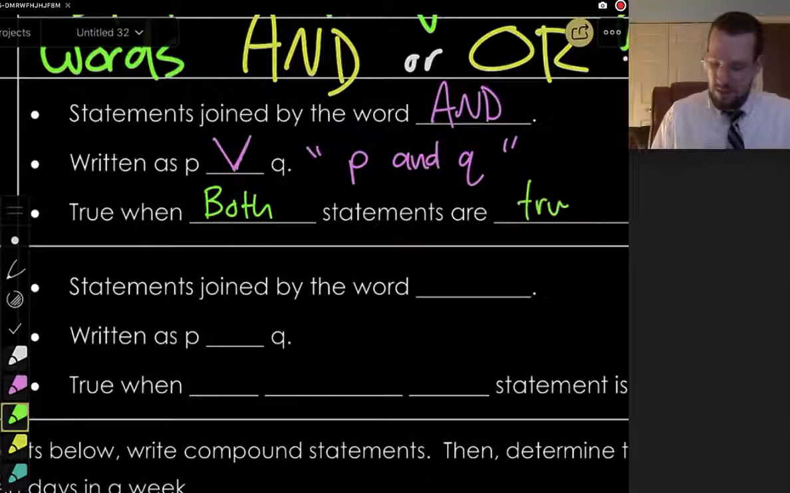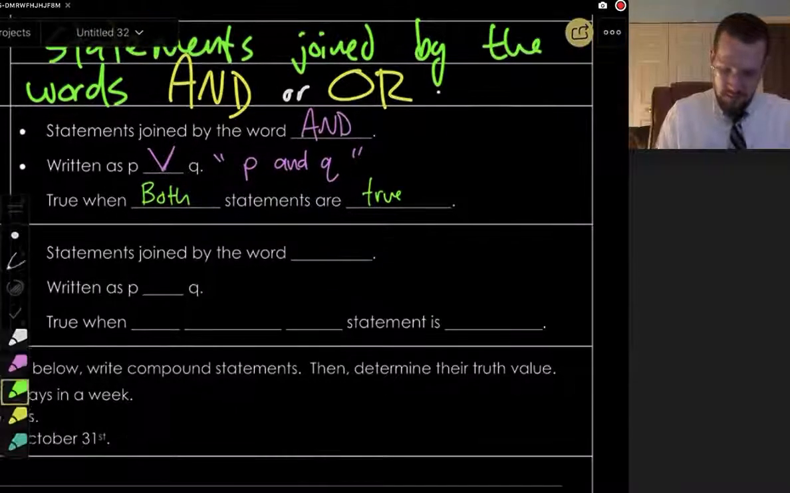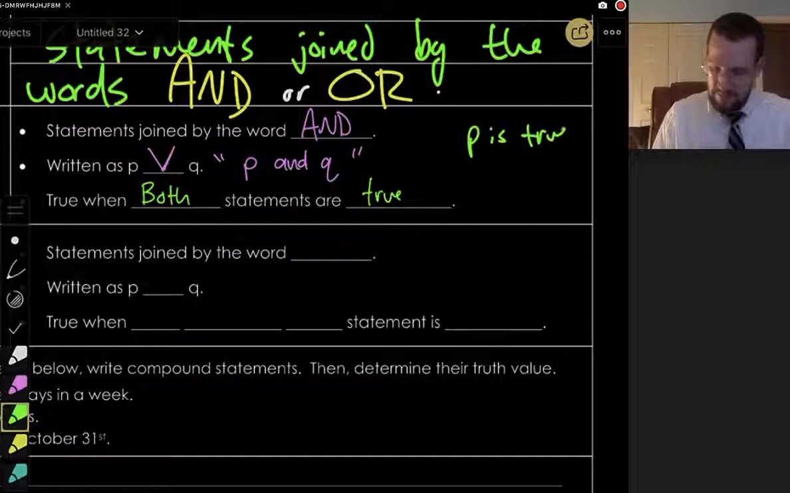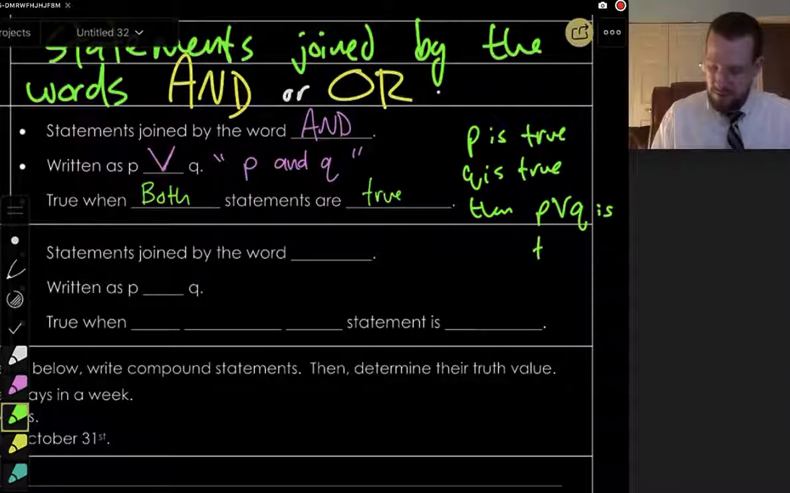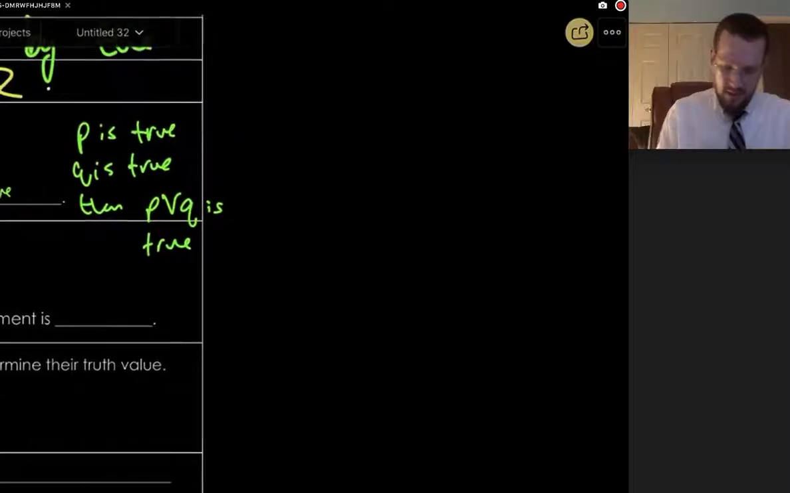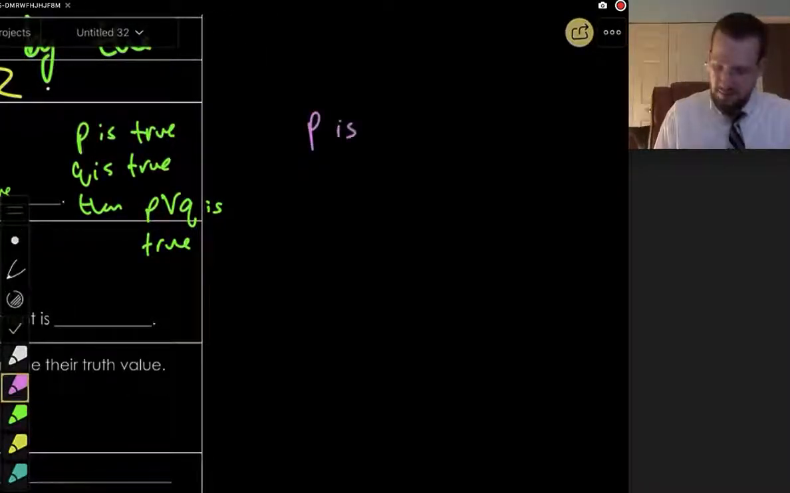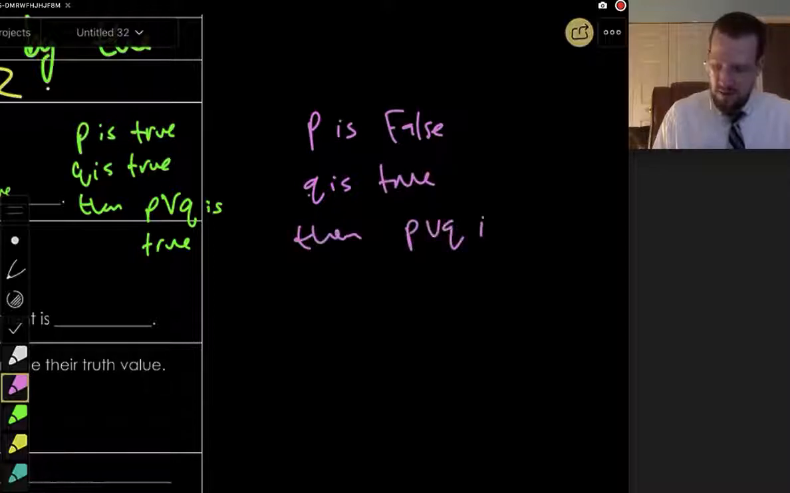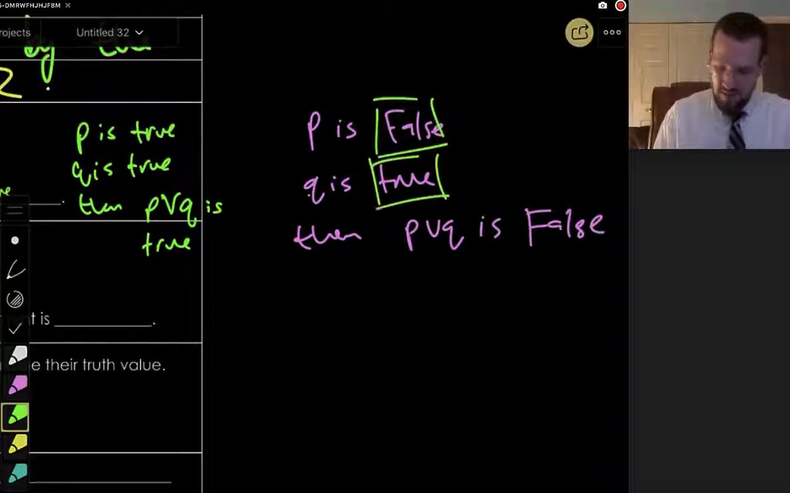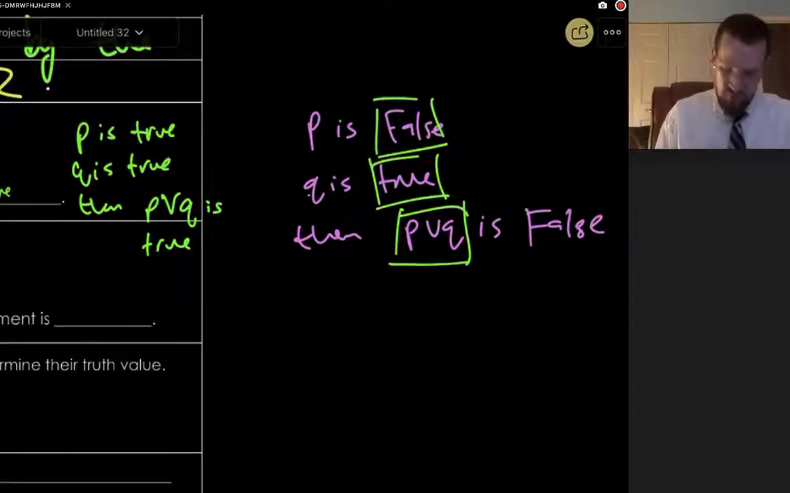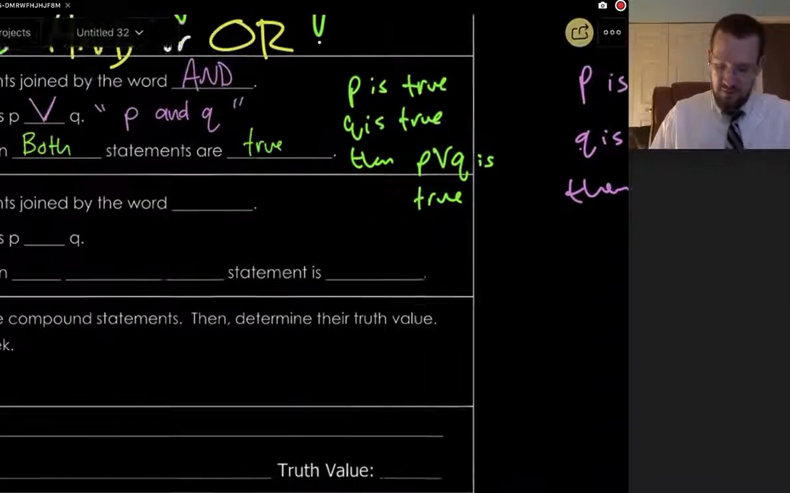So what that would look like is, P is true, Q is true, then P and Q is true. Conversely, if we had, say, P is false and Q is true, then P and Q is false. Both of these values have to be true for the conjunction to be true as well.